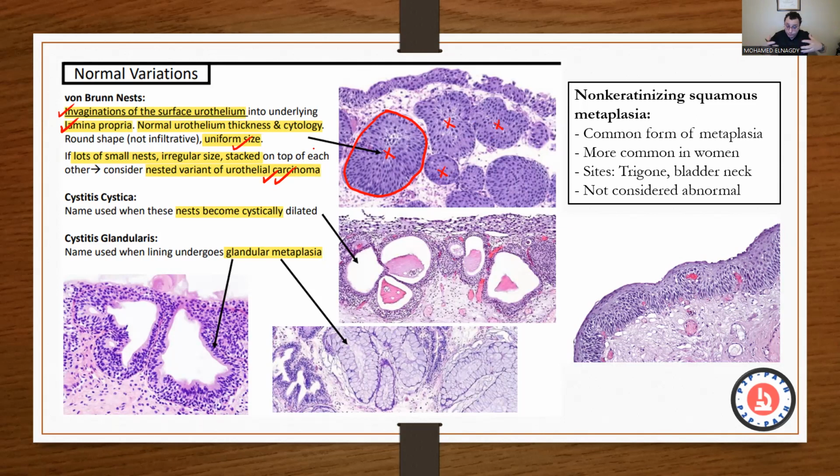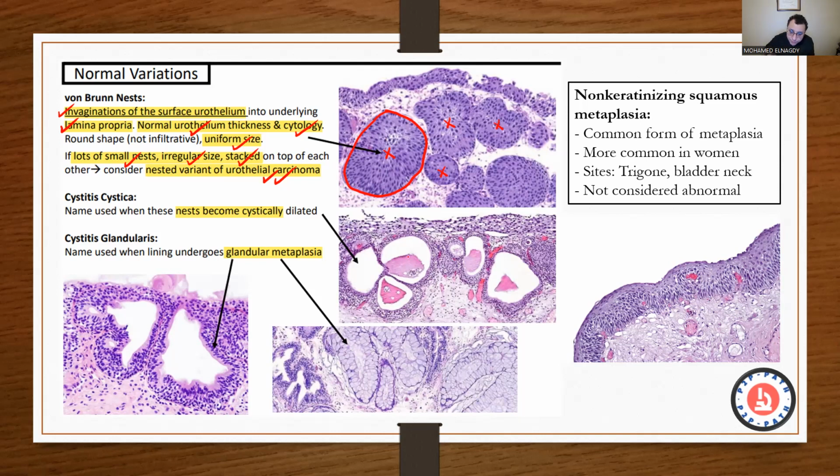But if you see crowding, they are packed back to back and they are very crowded. Some kind of atypia in the cells existing. Oh, you might consider either a nested variant of urothelial carcinoma or other entities that I will cover later. So these are small nests, irregular in size. If you see lots of small nests, irregular in size, and they are stacked on top of each other, very crowded, consider nested variant of urothelial carcinoma. However, the von Brunn nest is usually lined by normal uroepithelium, normal in thickness and normal in cytology. You don't see any abnormal cells or any suspicious cells right there.